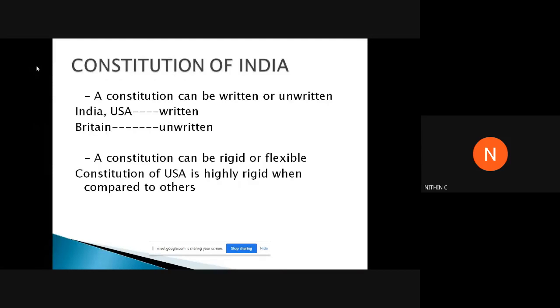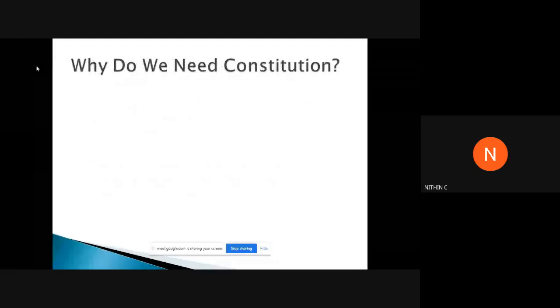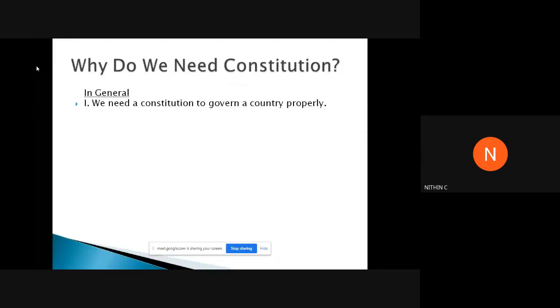So that is all about the first part, that is the definition of constitution. Then what are the needs? Why do we need a constitution? That is the next topic. I will just read out these points. The points are the kind that you can understand when you read them. They do not need further explanation.